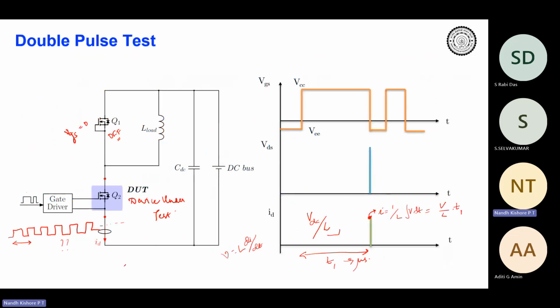If there is a logic low to logic high pulse as shown over here, then your VDS falls from 400 or whatever is the VDC to almost zero, not exactly zero. You know that it's going to be I into RDS, but your VDS falls. If you zoom in over here, you will understand that the VDS falls only after your gate source voltage has increased.